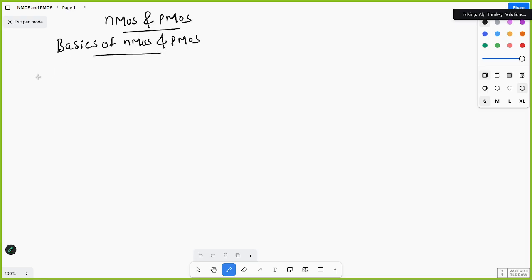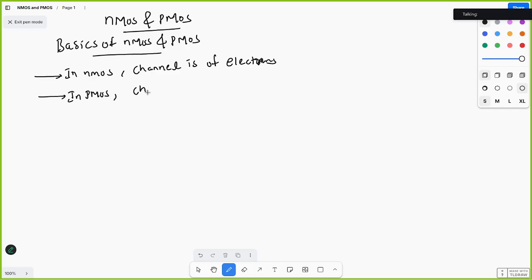Tell me, in NMOS, channel is due to what? Electrons or holes? Channel is due to electrons. In PMOS, channel is formed, channel is of what? Holes. Channel is of holes.